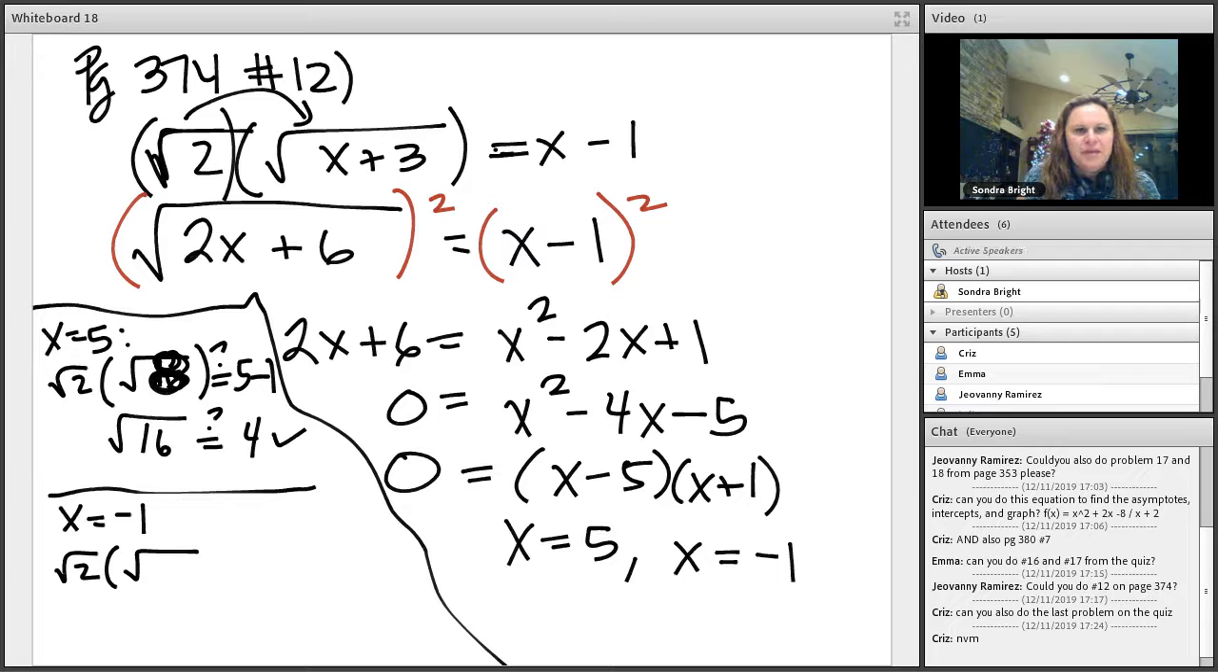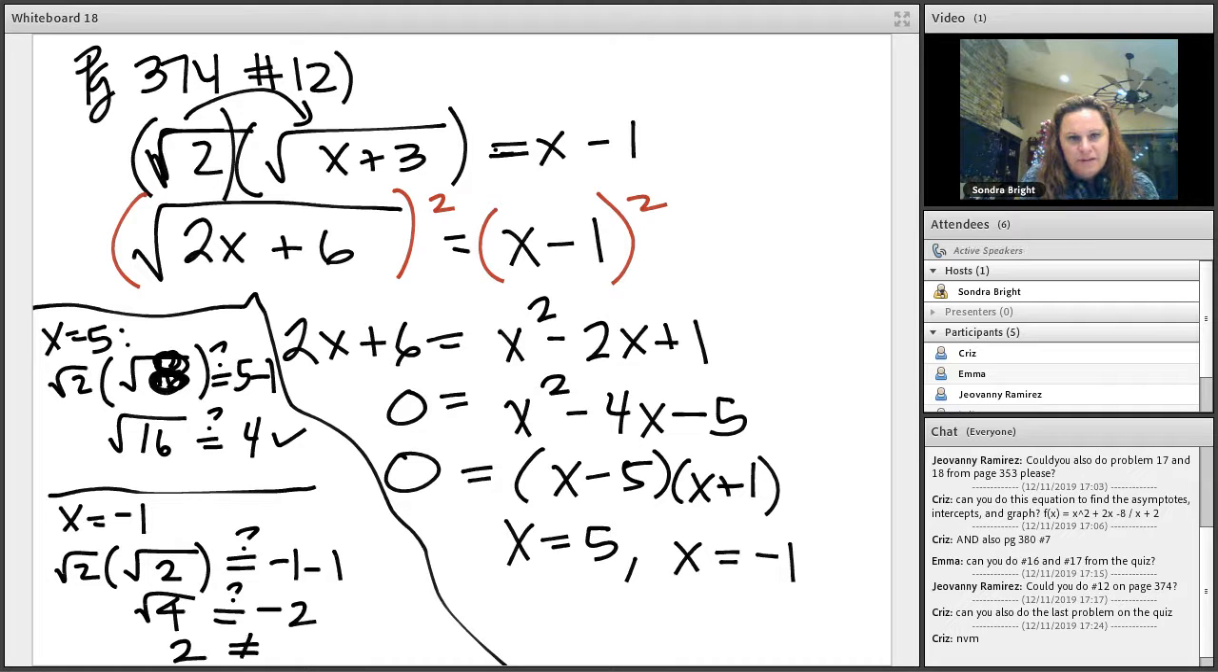And then when x is equal to negative 1, you'll have a rad 2 times the square root of negative 1 plus 3 would give you 2. Is that equal to negative 1 minus 1? Well, that's rad 4. Is it equal to negative 2? Well, no, because the square root of 4 is the principal square root, and that is positive, and so that is not equal to it. And so we cross that one out, and our answer is just 5.